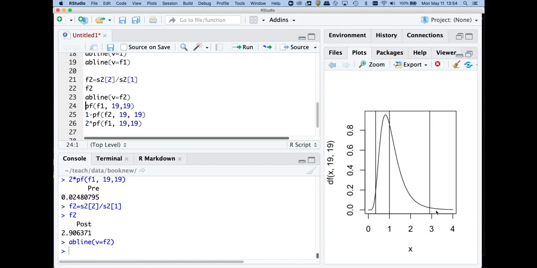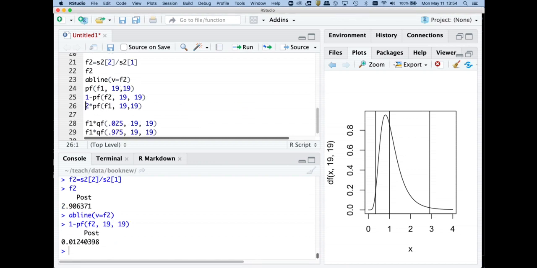So let's go find the area in that tail, and we hope that we're getting exactly the same thing. I'm going to take 1 minus, so remember this is a cumulative distribution function. I want the area in the right tail, so we do 1 minus. Notice that is exactly the same as what we had for the area of the left tail. This is not a symmetrical distribution, so you have to find them separately.